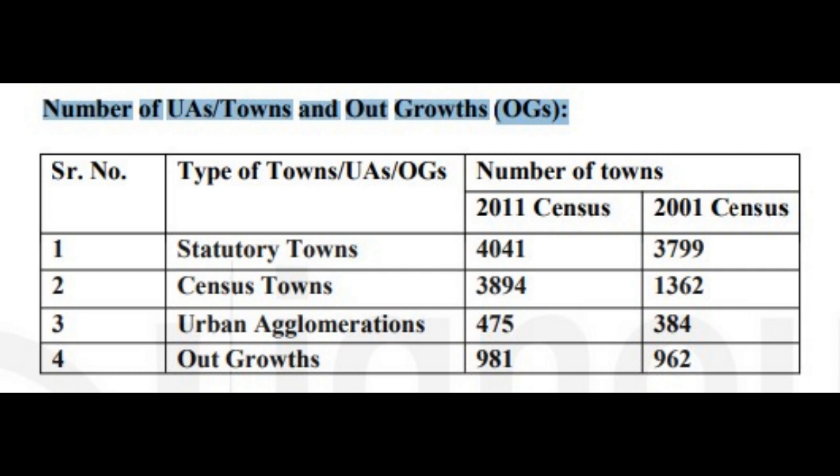All places with a municipality, corporation, cantonment board or notified town area committee, etc. All other places which satisfied the following criteria: a minimum population of 5,000; at least 75% of the male main working population engaged in non-agricultural pursuits; and a density of population of at least 400 persons per square km. Number of UAs, towns and outgrowths, OGs. Look at the screen.